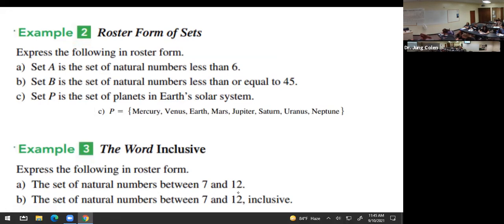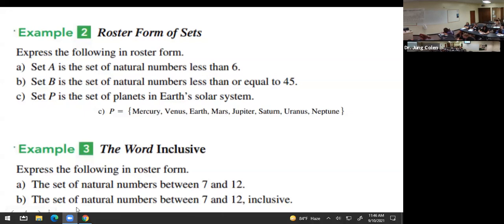I think you can already do that, right? Ramsey? The natural numbers between 7 and 12. So say that out loud. 8, 9, 10, 11. There we go. So 7 and 12 are not included, right? So 8, 9, 10, 11 are the only elements in that set.